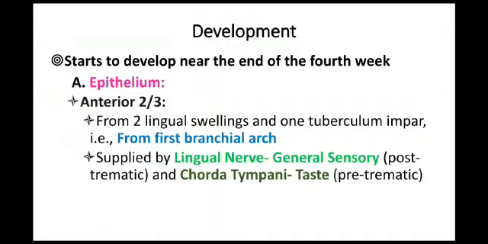Hence, the anterior 2/3 of the tongue is supplied by the lingual nerve, that is general sensory, also called the post-trematic nerve, and for taste sensation we have the chorda tympani, which is called the pre-trematic nerve.